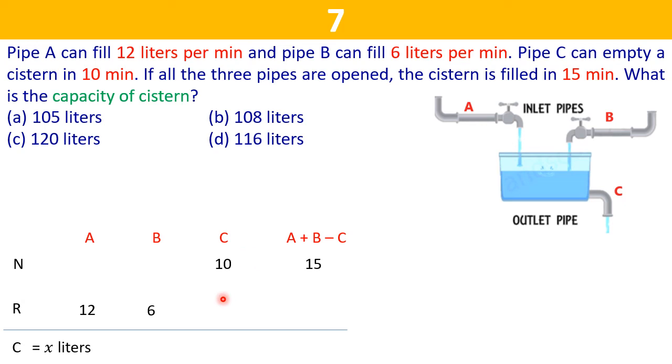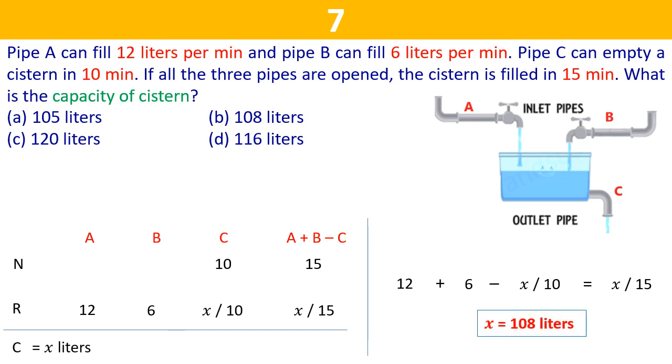So what is the rate of C? Obviously it will be X divided by 10. And what is the rate of A plus B minus C? It will be X divided by 15. So rate of A plus rate of B minus rate of C is equal to X by 15. So this is your equation. If you solve this equation, X can be found as 108 liters. That is the capacity of the tank.